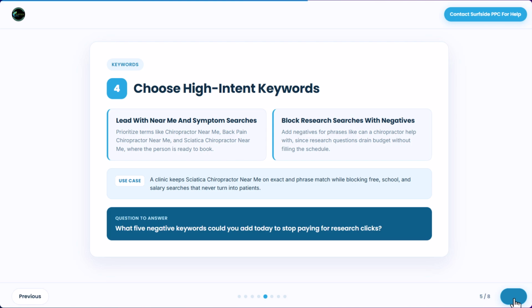It also comes down to keyword match types. If you want to start with exact match keywords, move on to phrase match, move on to broad match.